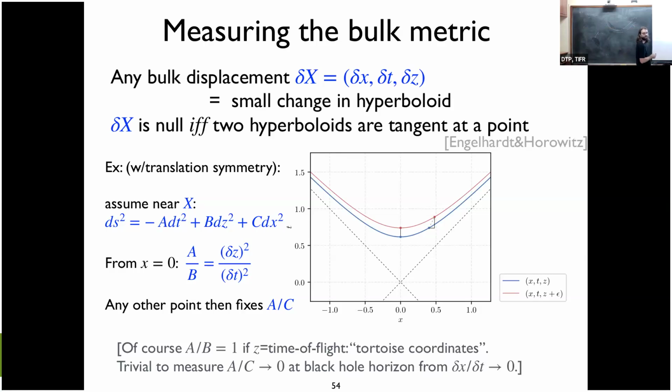But it doesn't give you the conformal factor, right? Yeah, exactly. So far, no. And then you take another point here, and if you want to make this curve tangent, you have to translate it. Not just shift it in time, you have to translate it. And the relative amount of delta x and delta t here tell you the ratio of dz squared and dx squared. So just by doing two measurements like this, you read off the bulk metric around this point x.